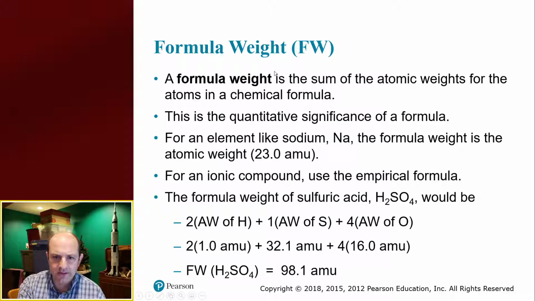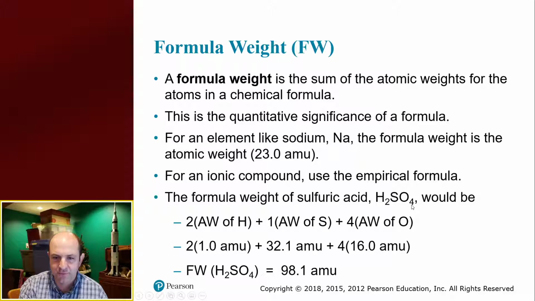So the formula weight is the sum of atomic weights for atoms in a chemical formula. Remember, the atomic weight was the average of all the isotopes of an atom, in nature, kind of averaged together. So formula weight just says, okay, take those averages and add them together based on our chemical formula. So for an atom, well, it's the same number. If it's an ionic compound, just use your empirical formula. So sodium chloride, just use NaCl. But if it's an acid or covalent compound, something like that, just use the formula they give you.